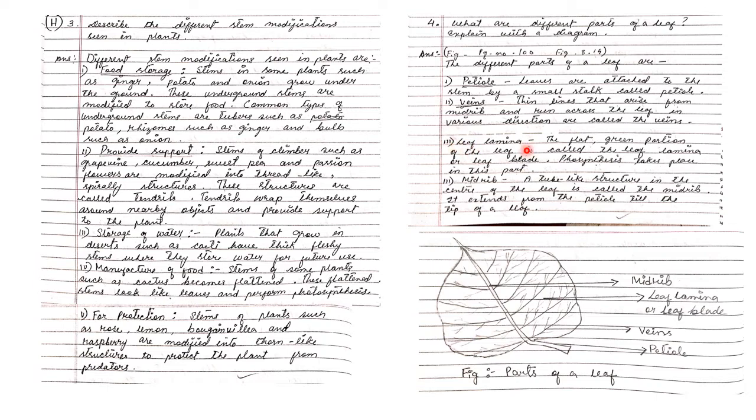Number 3, leaf lamina. The flat green portion of the leaf is called the leaf lamina or leaf blade. Photosynthesis takes place in this part. So all these flat green portions are the leaf lamina, or we can say leaf blade. Now the last one, number 4, midrib. A tube-like structure in the center of the leaf is called the midrib. It extends from the petiole to the tip of the leaf. So this one is the midrib.